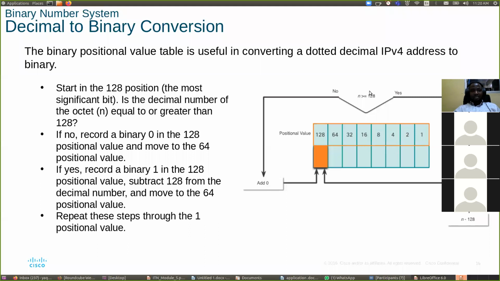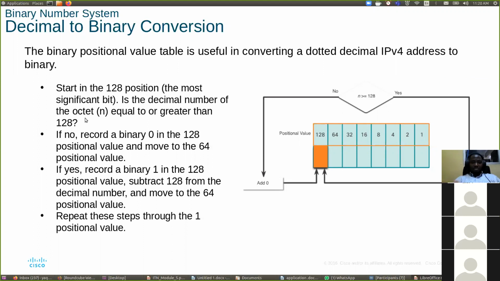So we move on to the next slides. We have dealt with binary to decimal conversion. Now we are into decimal to binary conversion. Next step now is how do we convert decimal to binary?